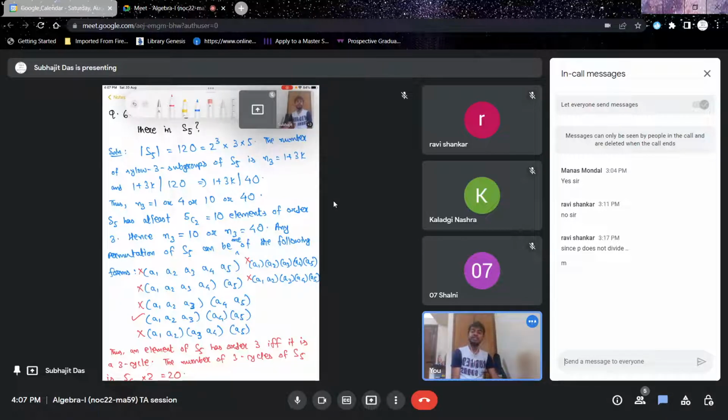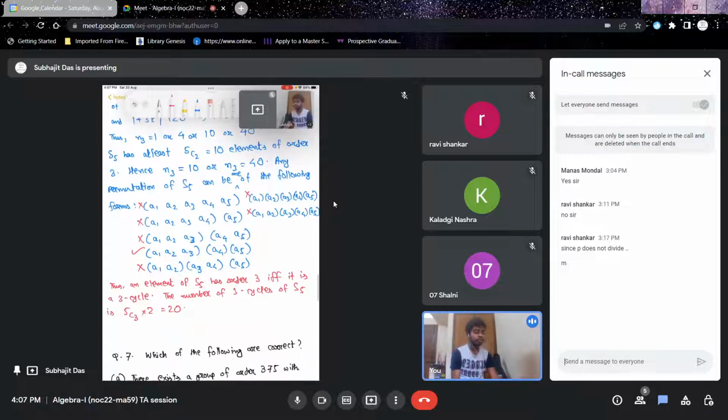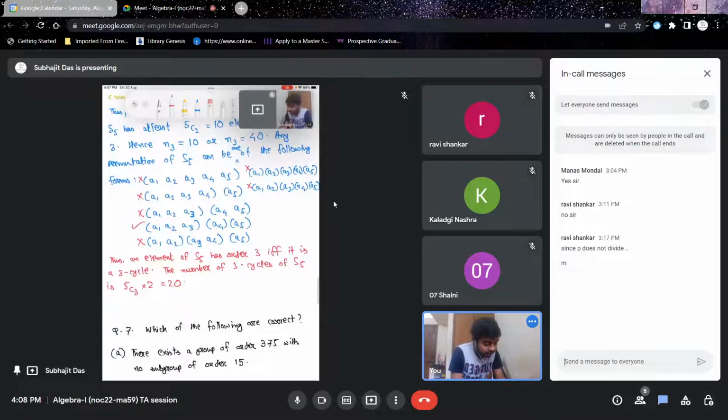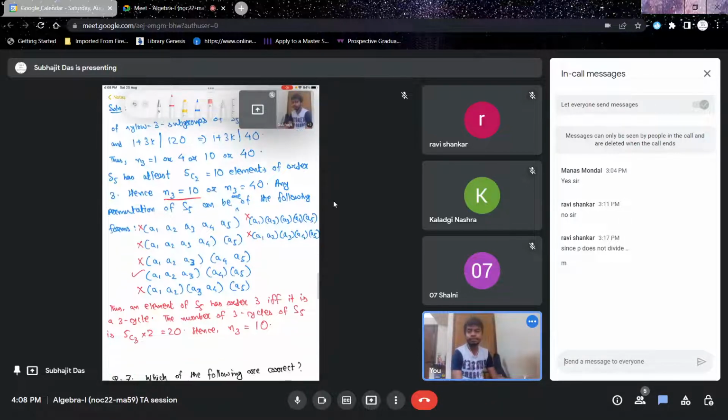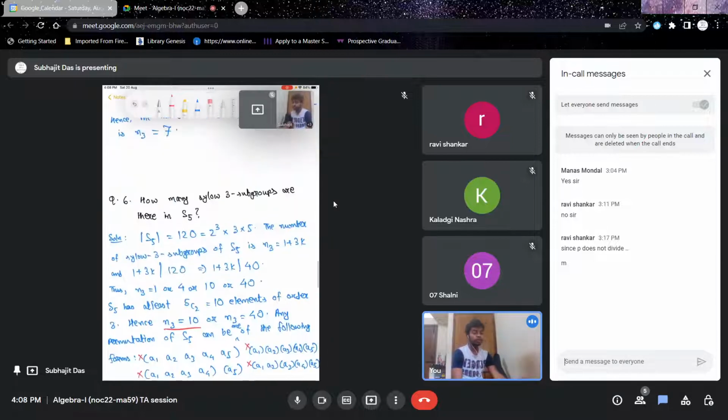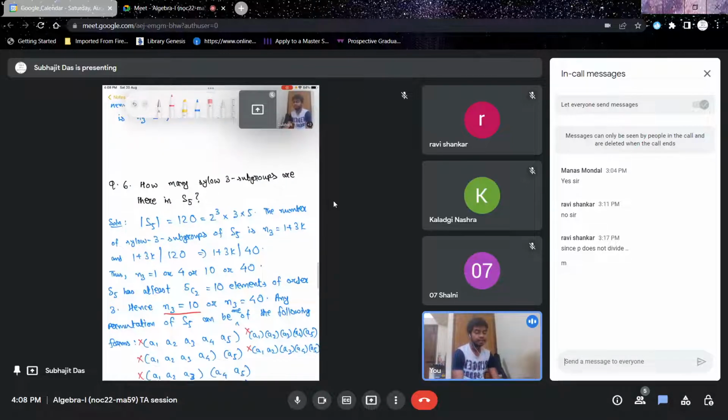Because if the number of Sylow 3 subgroups is 40, then the total number of elements of order 3 is 40 times 2, which is 80. But we have found out that the number of elements of order 3, that is the number of 3 cycles of S5, is 20. Hence, the number of Sylow 3 subgroups has to be 10. So this is the correct answer. Okay. So the number of Sylow 3 subgroups of S5 is precisely 10.